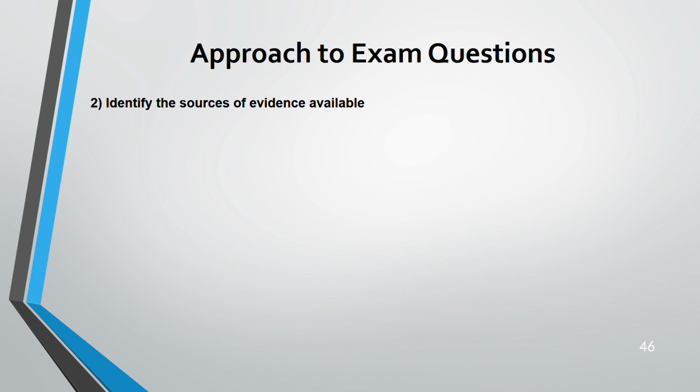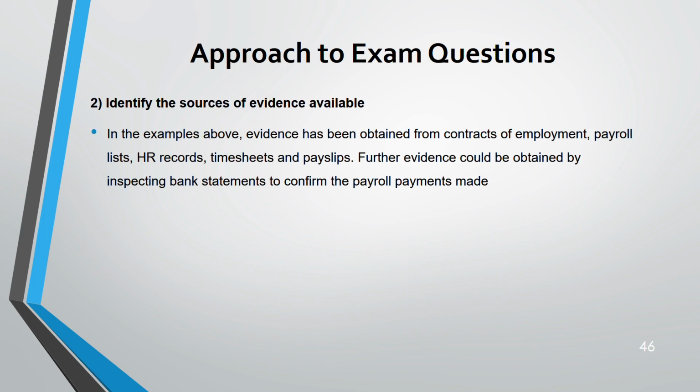Moving on to the second step, identify the sources of evidence available. For example, for HR, I'm using the same for payroll cost. Let's say here the evidences you have obtained are from which places? Payroll listing, HR listing, payslip, timesheet, contracts of employment. These are your evidence. If you want to get some further evidence, you can use your bank statement and cash flow to confirm the payroll payment.